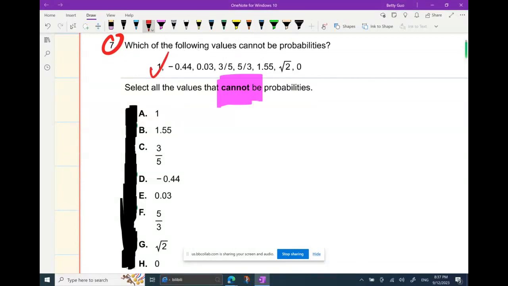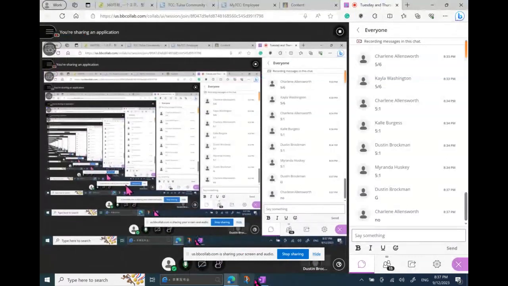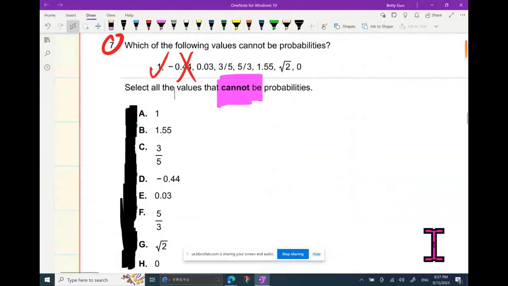Could negative 0.44 be a probability? We never say probability is negative. I don't even know what that means. Probability is never negative. And could 0.03 be a probability? Yes, because it's between 0 and 1, right?